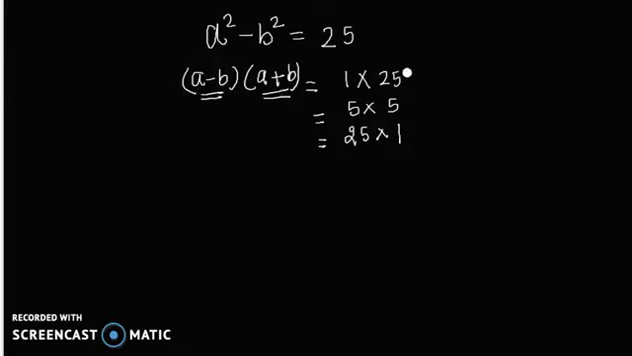So a plus b is greater than a minus b. That means this is A and this is B. So A plus B cannot be the second option, and A plus B will be, if we take this as 25 and this as 1, this is not possible. So only possibility is A minus B is 1 and A plus B is 25.